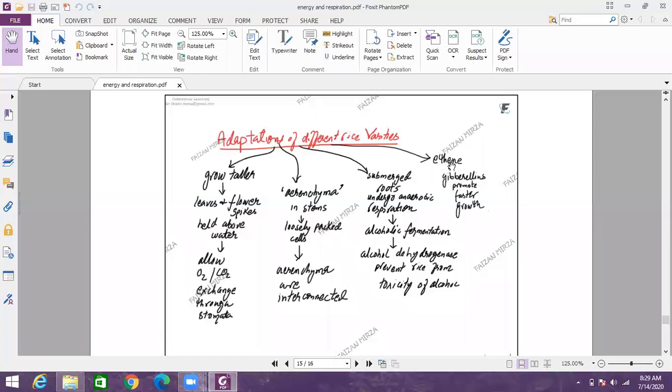The last thing here is the hormones ethene and gibberellins. They promote faster growth.